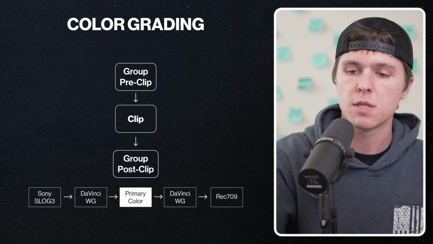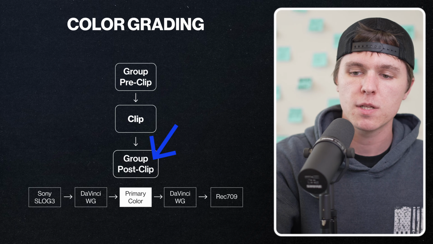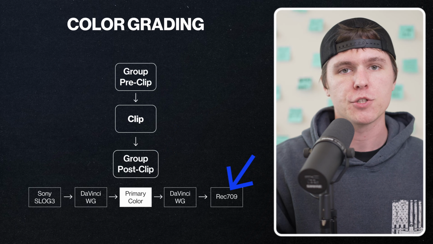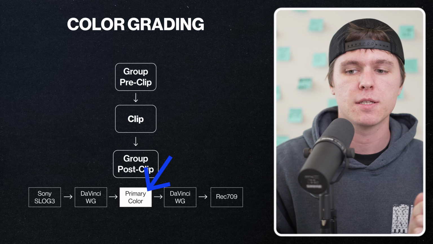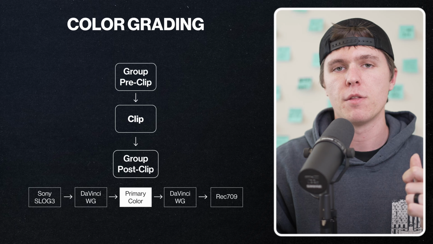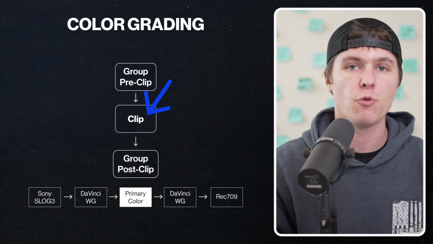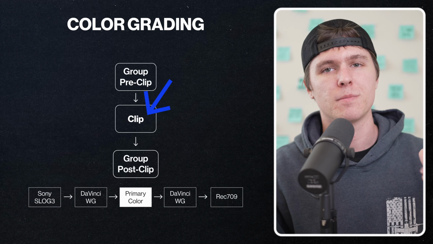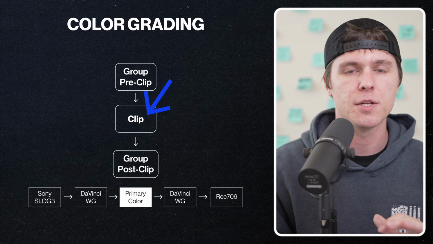My thought process with this is the group post clip, meaning I convert it to Rec 709, do some adjustments and things like that in post clip. So if I need to do any exposure adjustments, I do that on the clip level. So I'm doing that before it's adjusted to Rec 709, or else I'm just adjusting the final image, which I don't want to do.